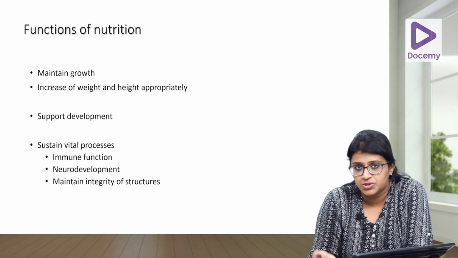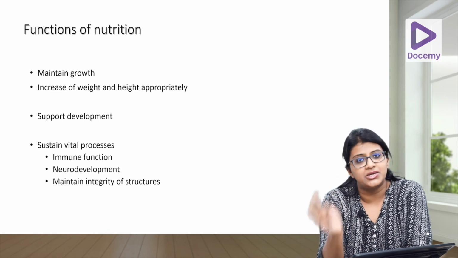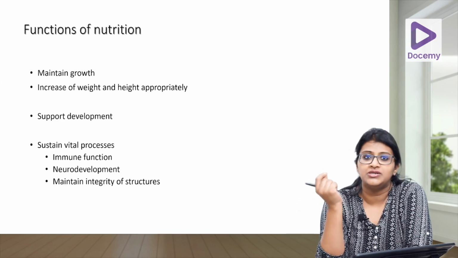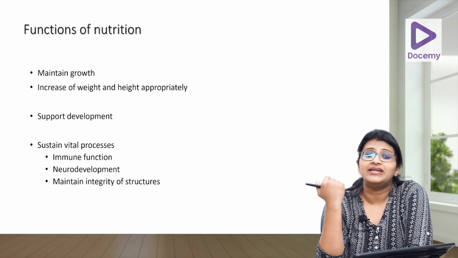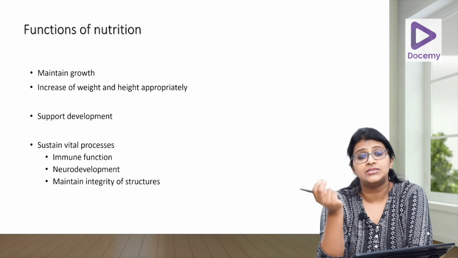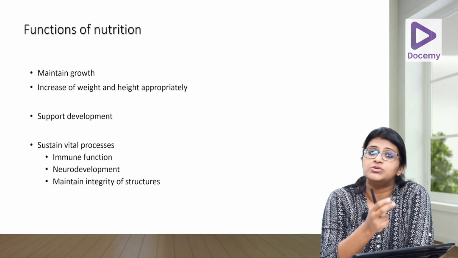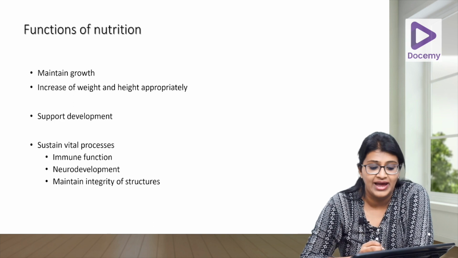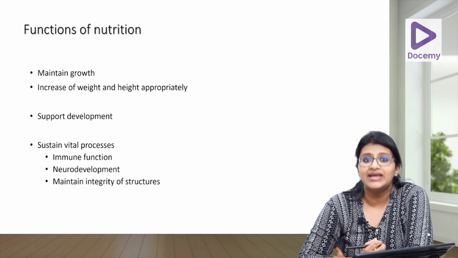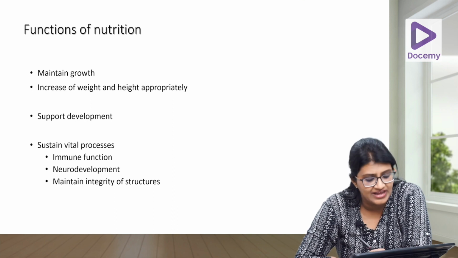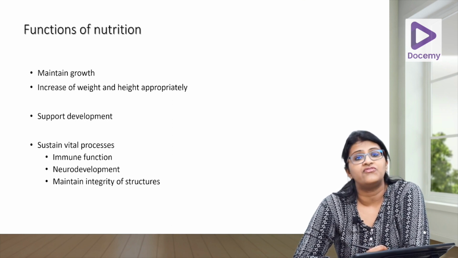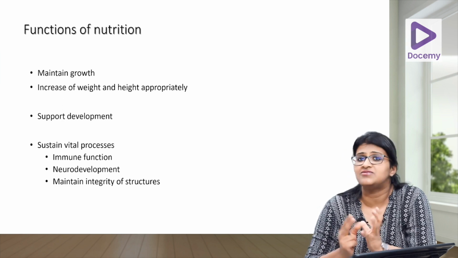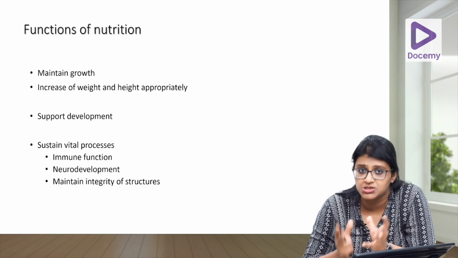So what are the functions of nutrition? Very simple. What differentiates a child from an adult is growth, right? Growth and development. So what nutrition does for a child is it maintains growth and it helps in the increase of weight and height appropriately. This is also necessary to support development because these two go hand in hand. In addition, it sustains vital processes like immune function, neurodevelopment, and it maintains the integrity of structures in the body. So this is epithelial structures, connective tissue. All of this is finally dependent on the nutrition that you take.